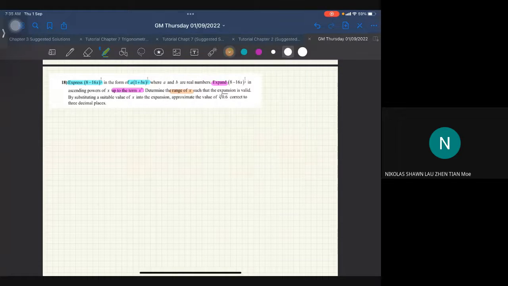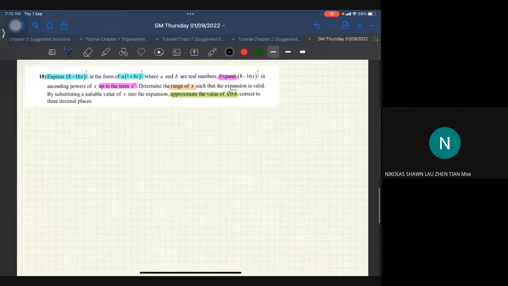Okay, so dia ada 4 bahagian lah. So substituting a value of x, itu nilai yang awak kena cari sendiri. Okay, so kita nak cari apa sebenarnya? Kita nak cari cube root 0.6, correct to 3 decimal places. Okay, so let's express dulu soalan kita ni.